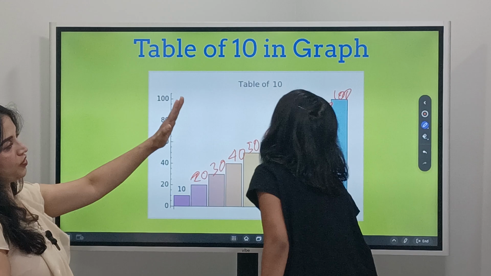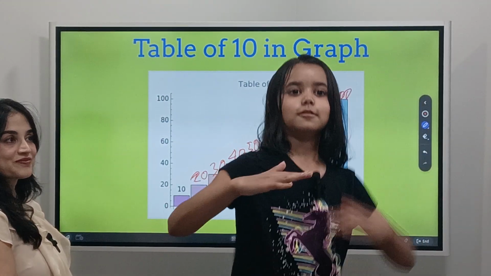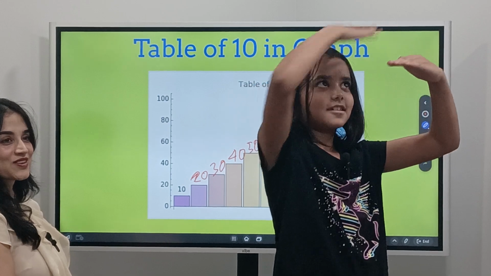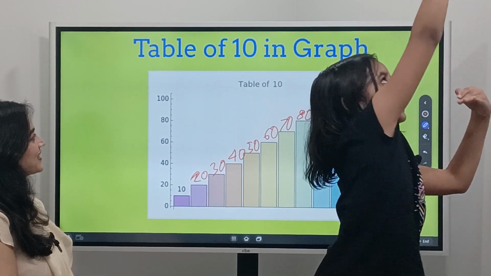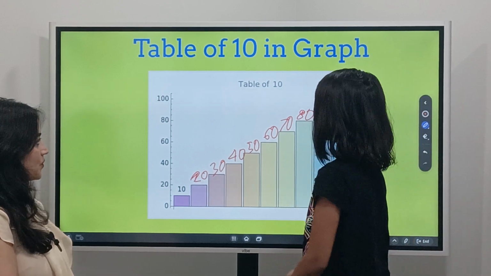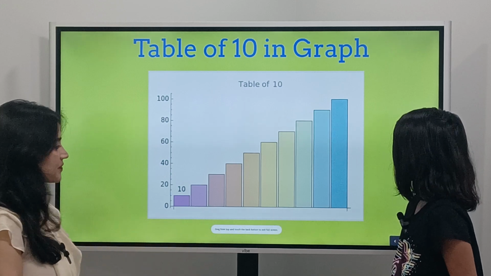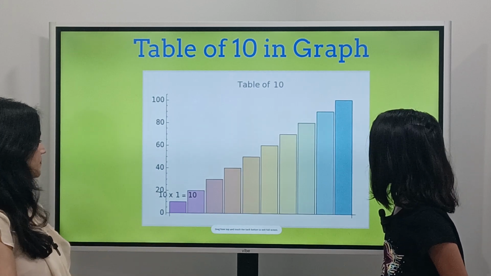Going upward like a mountain. No, wait, like this. Growing. Good job, Nina. So let's see another graph. Okay, can you move to the next slide?